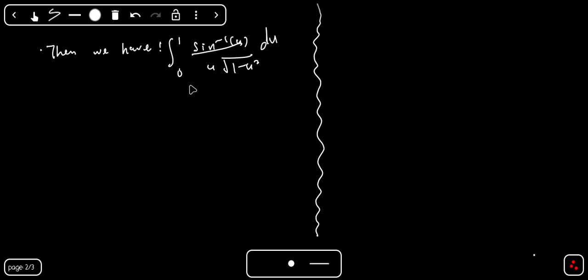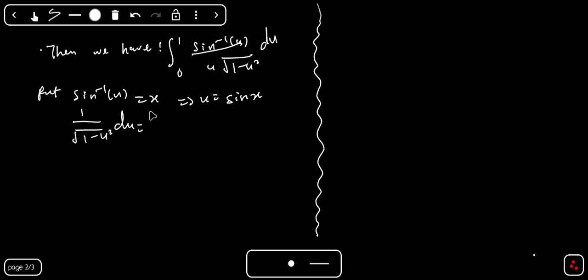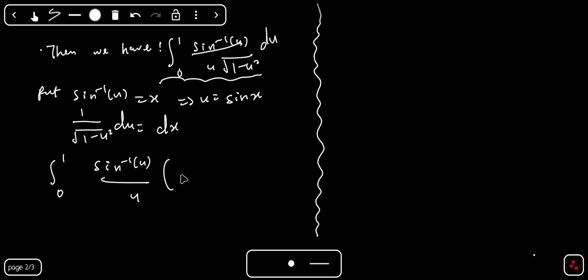So we have integral from 0 to 1 of arc sine of u over u square root of 1 minus u squared du. You know, we can also make a substitution here. We can say let arc sine of u be equal to x. Then if arc sine of u is equal to x, u will be equal to sine x. Then if we differentiate arc sine of u, we are going to have 1 over square root of 1 minus u squared du. Then if we differentiate x here, we're going to have dx. So then if you write this integral right here, we can write it as integral from 0 to 1 of arc sine of u, then over u multiplied by 1 over square root of 1 minus u squared du. So that shows that 1 over square root of 1 minus u squared du is now dx.